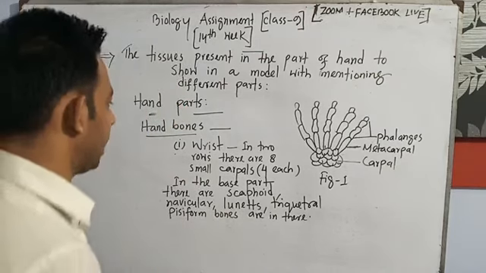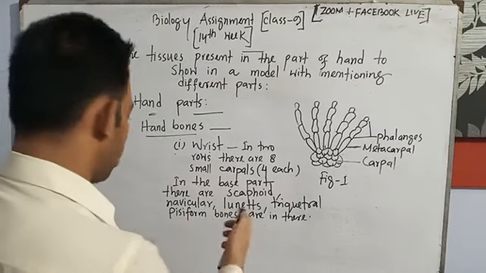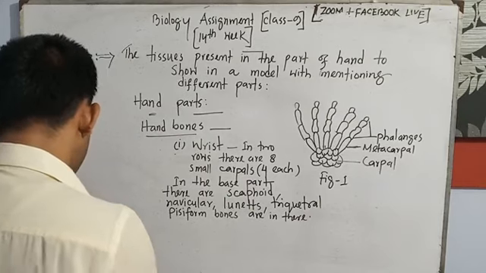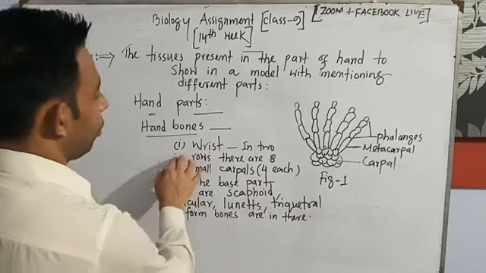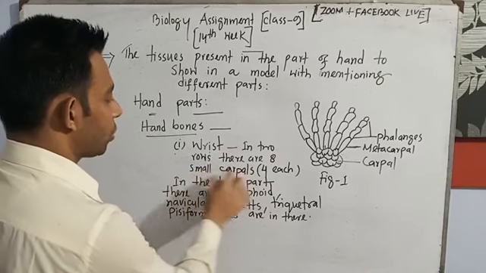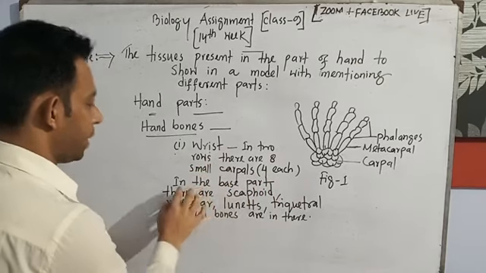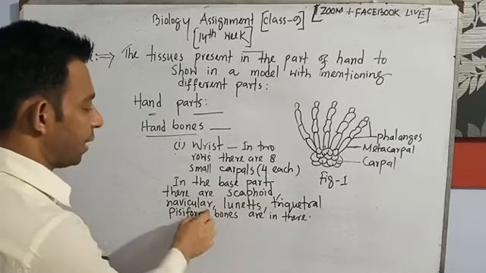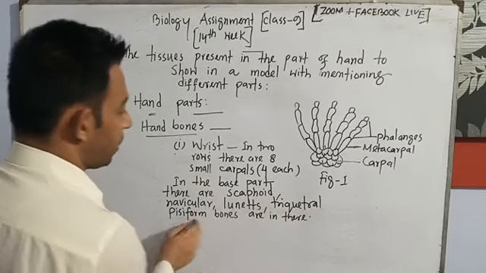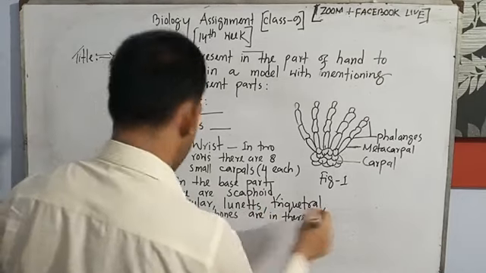Okay, I will give you just a bit of an idea. And then the wrist part: in 2 rows there are 8 small carpals, 4 on each side. In the base part there are scaphoid, navicular, lunate, triquetral, pisiform bones.